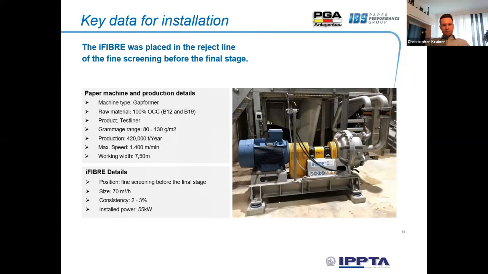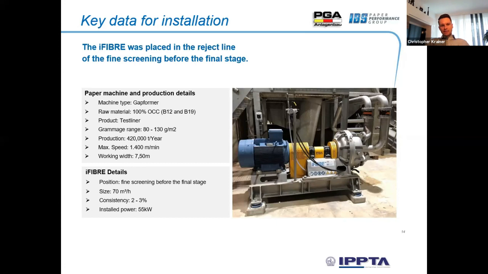Some paper machine and product details. Machine type was a gap former. Raw material used: 100% OCC, B12 and B19. Product: test liner, grammage range 80 up to 130 grams per square meter. Production 420 tons per year. Maximum speed of the machine 1,400 meters per minute, and the working width 7.5 meters.